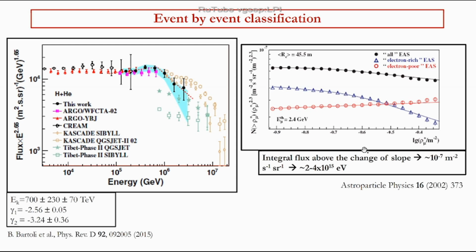This figure is not calibrated in energy, but we can use the integral flux above the change of slope to have an idea of the energy of this change of slope. And this energy corresponds to the energy of the knee. While ARGO claims a sharp break in the primary proton spectrum around 700 TeV. So these two measurements are somehow not coherent with each other. Both of them observe a change of slope of the light elements, but at different energies. The energies are not compatible inside the systematic errors.